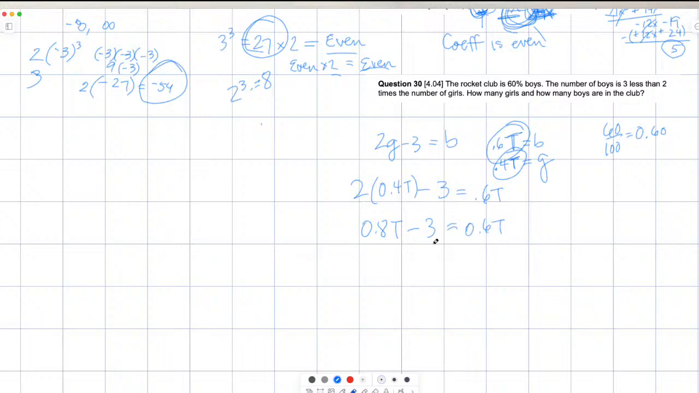0.6T. Well, we're going to subtract 0.6T from both sides, minus 0.6T. And then we're going to add 3 to both sides, plus 3. Okay, so these go away, and 0.8 minus 0.6 is 0.2T equals 3. So then divide both sides by 0.2. Cancels out over here. 3 divided by 0.2, is T is 15. So there are 15 kids total.